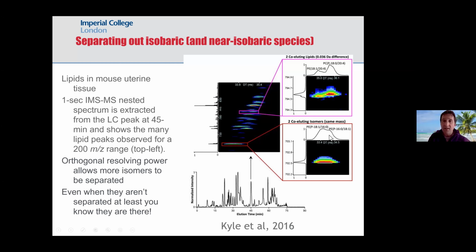But what the ion mobility allows you to realize is that you're actually dealing with two peaks over here by the fact that we end up with this broad mobilogram overall.